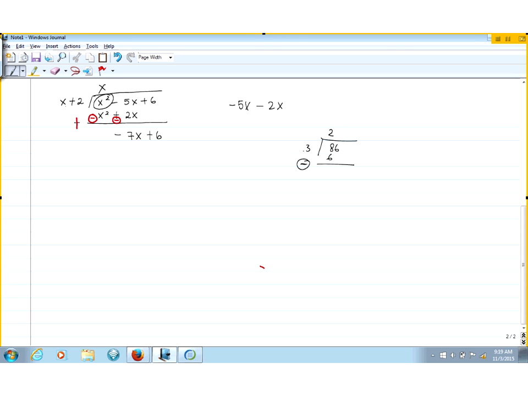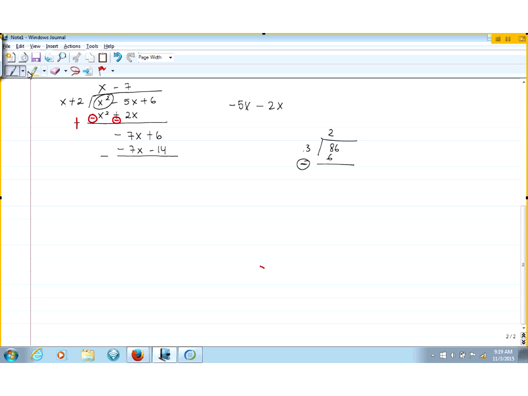Now, how do we continue? Is this the remainder yet or not? So negative 7x divided by x. What's next? What is negative 7x divided by x? Jasmine, what is negative 7x divided by x? Negative what? Okay, good. So now we will multiply. Negative 7 times x plus 2. What is negative 7 times x plus 2? Negative 7x minus 14.